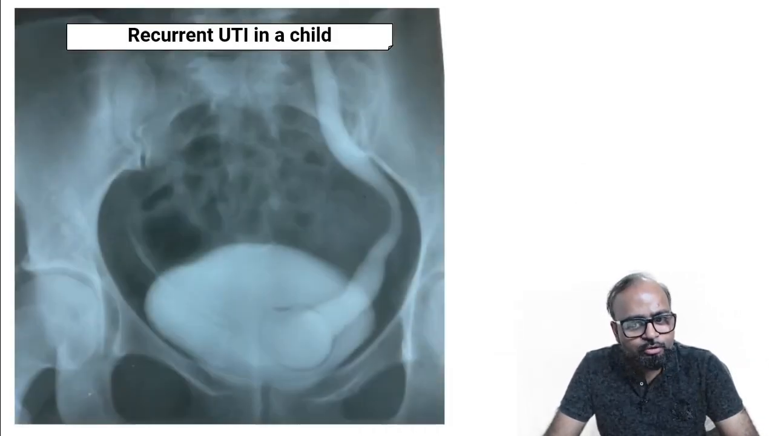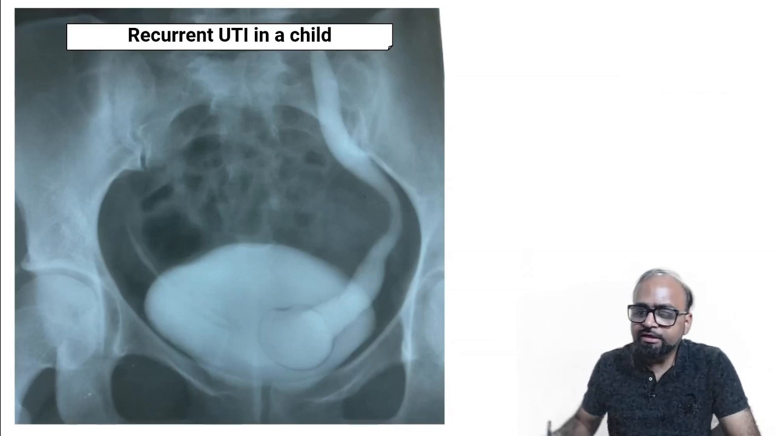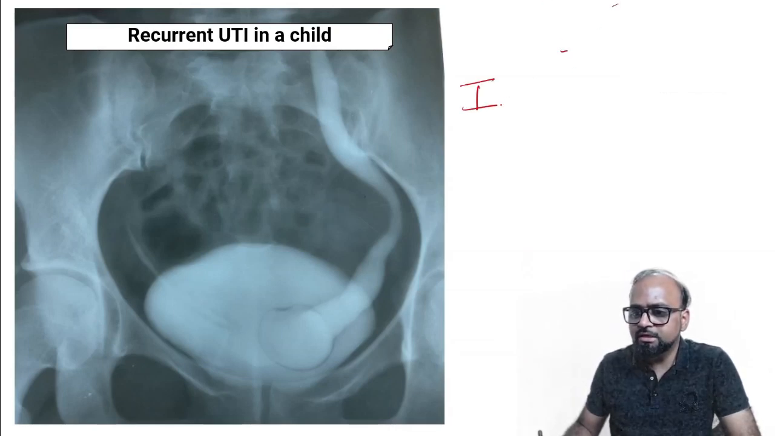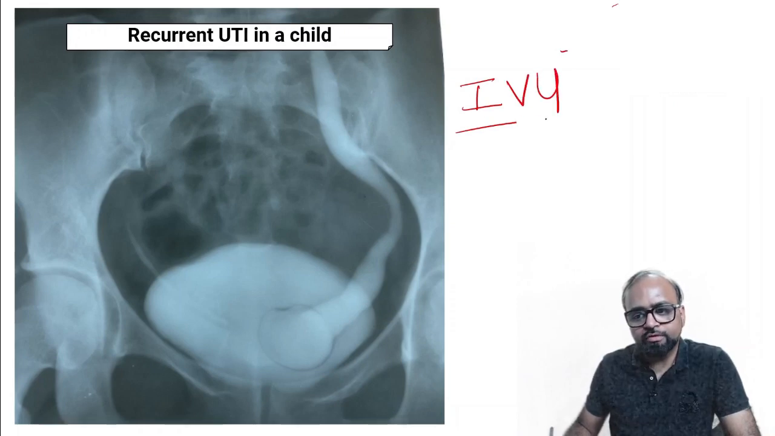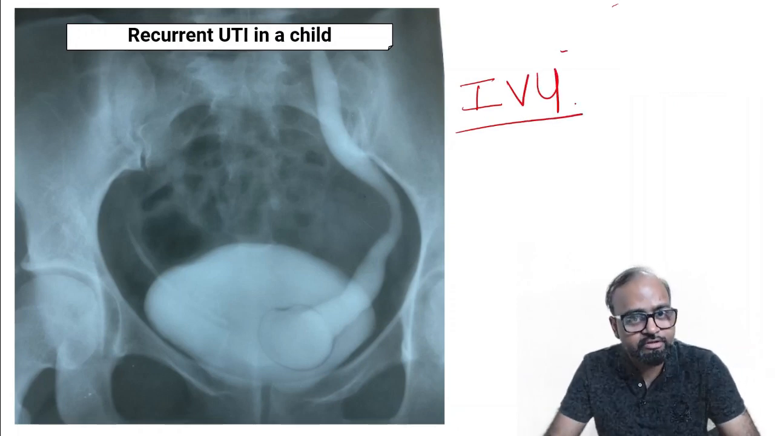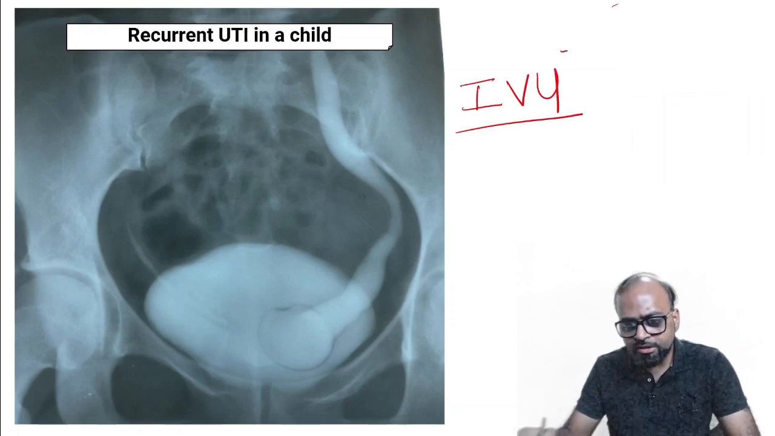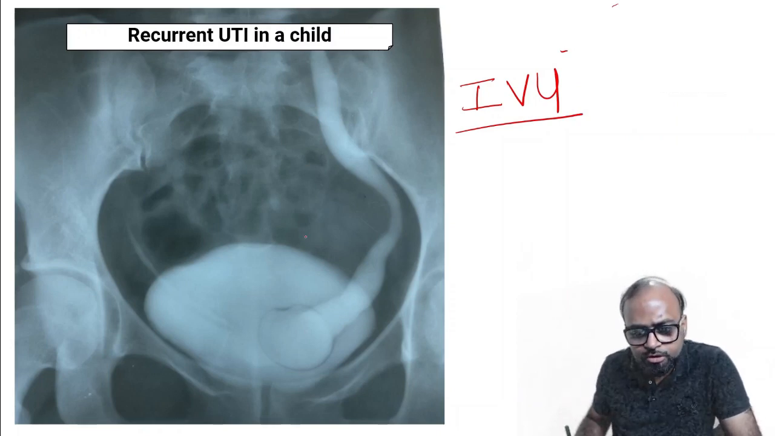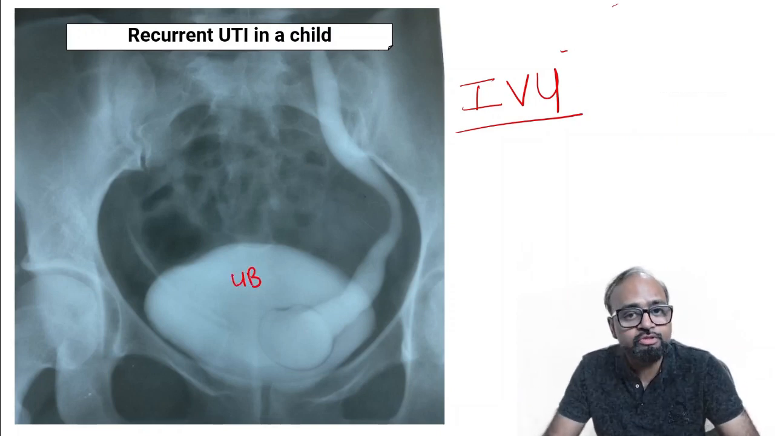Now look at this particular image. This is an intravenous urography. So what is this image? This is an intravenous urography image where contrast has been injected intravenously. And as you can see here, what are the findings here? You're able to see the urinary bladder. Just carefully pay attention to both of these ureters.